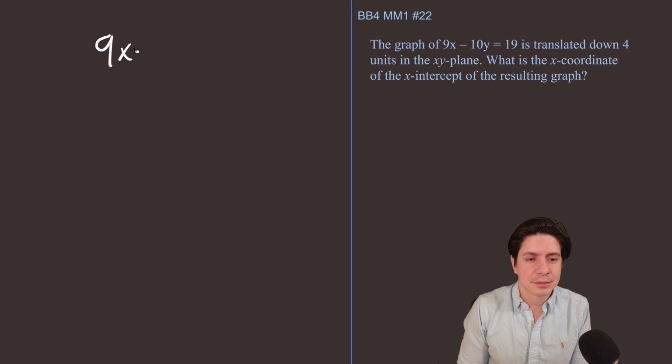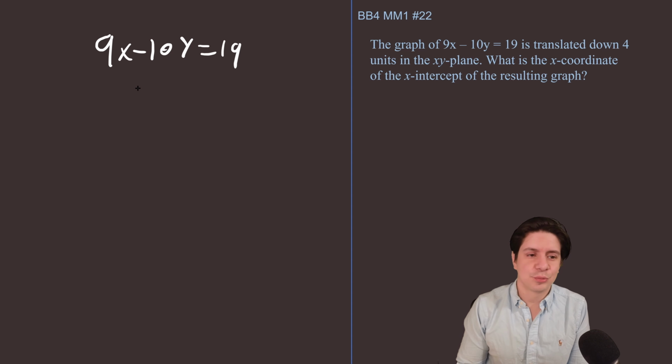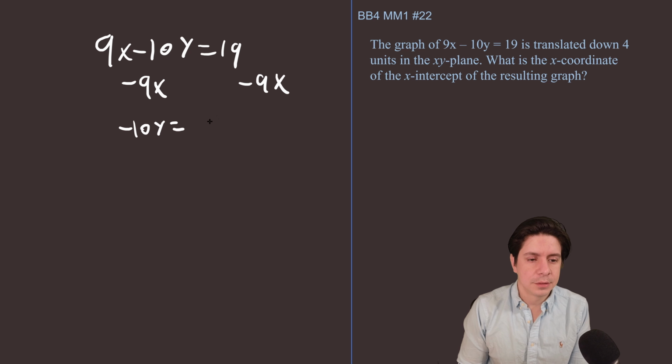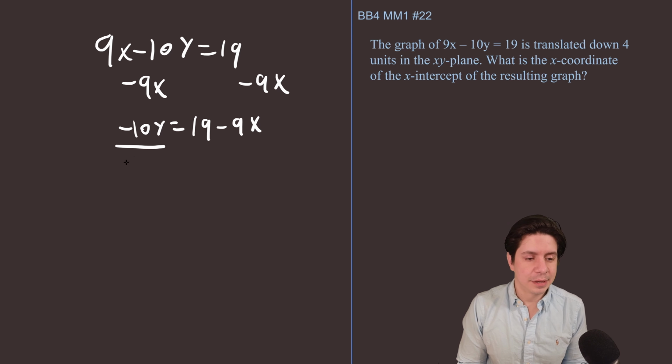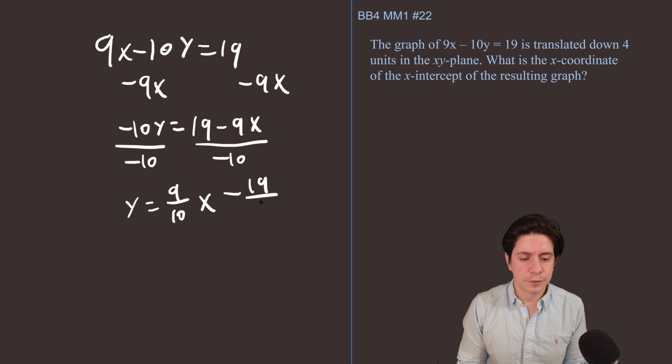So 9x minus 10y. There are other ways to do it, I'm sure, but I just like to get the y in so I can sort of see the translation more clearly. I'm going to subtract 9x from both sides, subtract 9x. Then I'm going to have negative 10y equals 19 minus 9x. Divide by negative 10, divide by negative 10, and I get y equals 9/10 x minus 19 over 10.